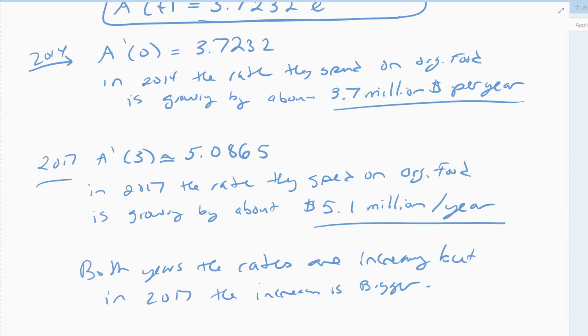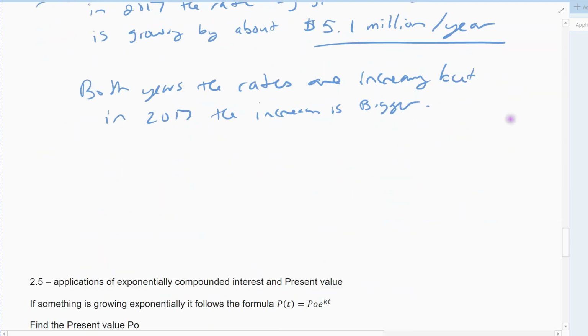So they're spending faster, right? It's a faster rate of spending. So they're spending more, and they're spending at a faster rate in 2017. So again, however you want to word that, I'll leave the wording up to you.